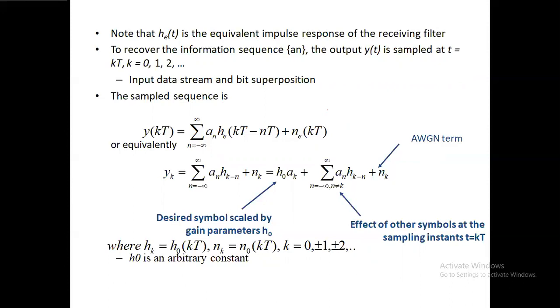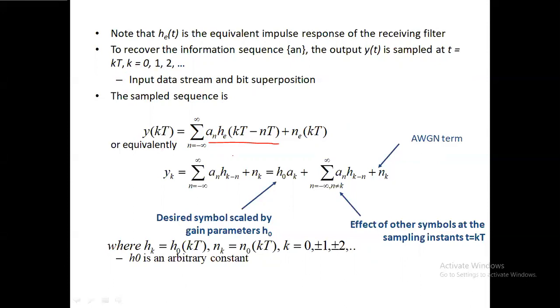Now, what we are doing is that the receiver output is sampled at k instants of time. So k is in fact the sequence of samples generated at the receiver to make decisions. So input data stream and bit superposition. So we have the equivalent model like this. So here, in fact, we need to carefully understand this part.